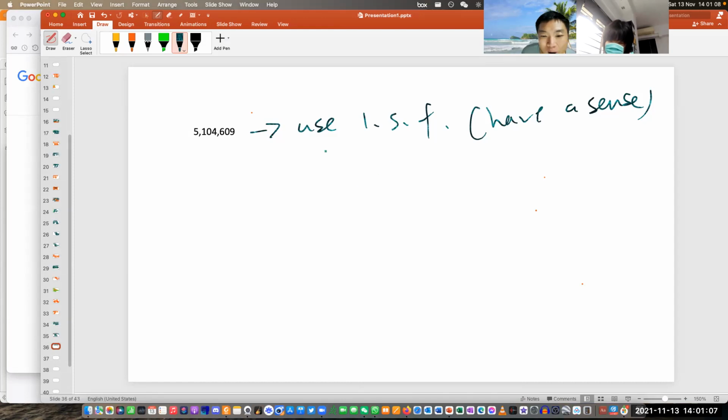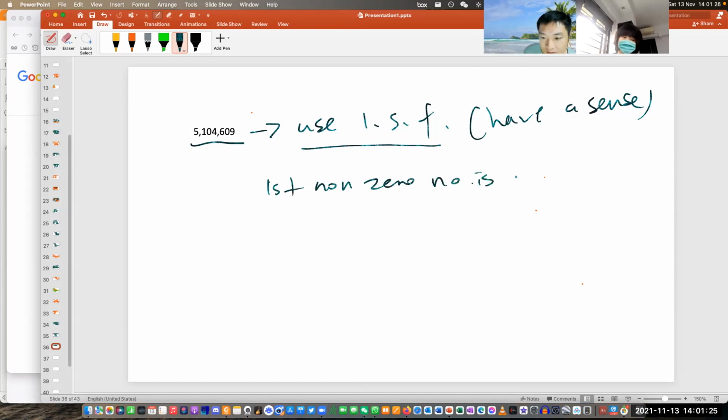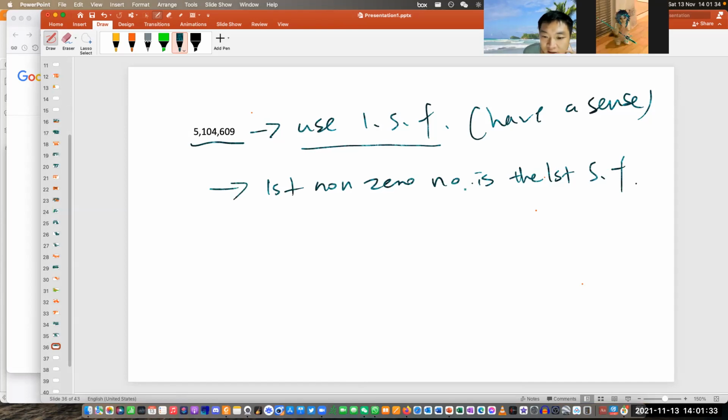So why we use one significant figure or two decimal places is for us to have an estimate. You use one significant figure for this number. What you need to do is find out the first non-zero number, which is the first significant figure. Remember this: the first non-zero number is the first significant figure.